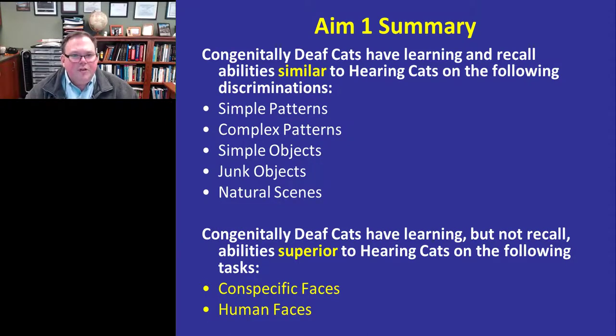Okay, so to summarize this aim for this study, the congenitally deaf cats have learning and recall abilities similar to hearing cats on most of the discriminations we tested: simple and complex patterns, simple and junk objects, and natural scenes. However, the congenitally deaf cats have learning but not recall abilities superior to the hearing cats on conspecific faces and on human faces. So there clearly seems to be something special about faces.